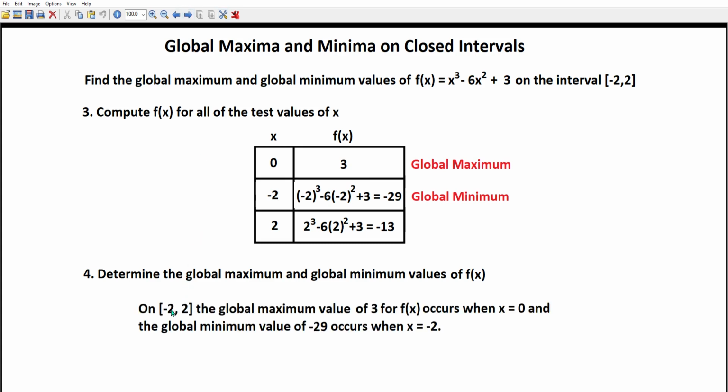So on the closed interval -2 to 2, the global maximum value of 3 for the function occurs when x equals 0, and the global minimum value of -29 occurs when x equals -2. Maximum function value of 3 occurs when x equals 0. Minimum function value of minus 29 occurs when x equals minus 2.